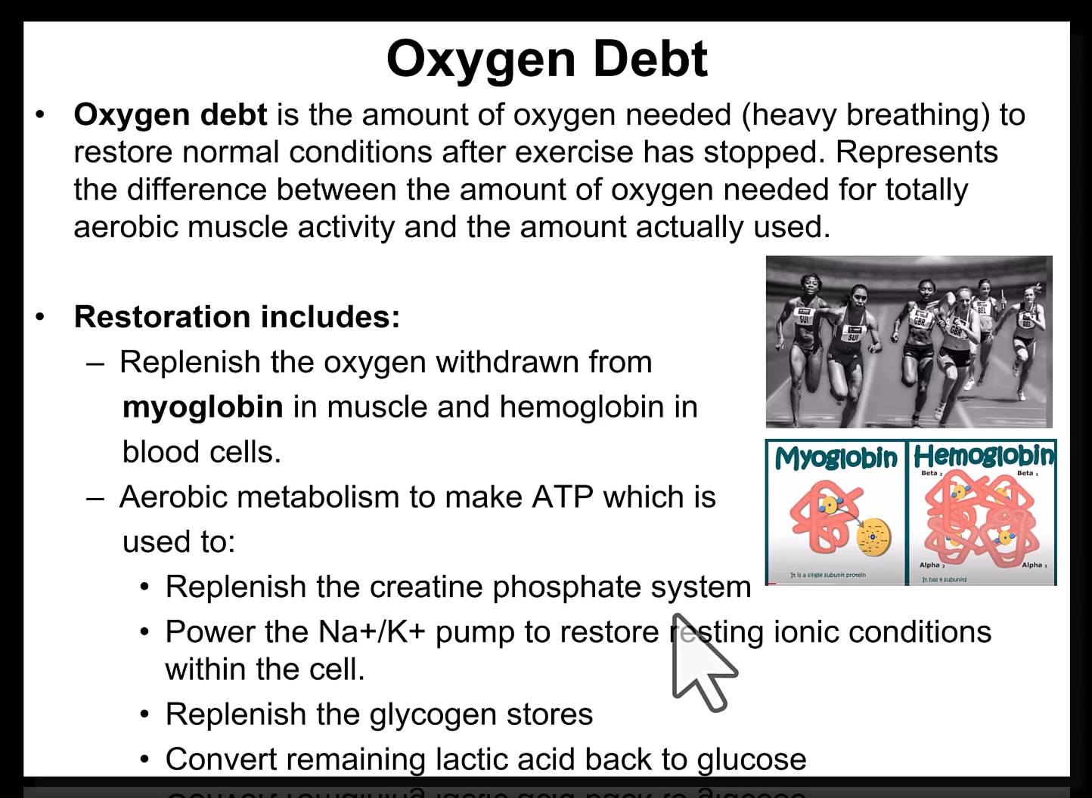You're going to power the sodium-potassium pumps to restore resting ionic conditions within the cell. You're going to use the ATP to replenish glycogen stores. You're also going to use the ATP to convert the remaining lactic acid or lactate back to glucose, which happens in the liver via the Cori cycle or lactic acid cycle.